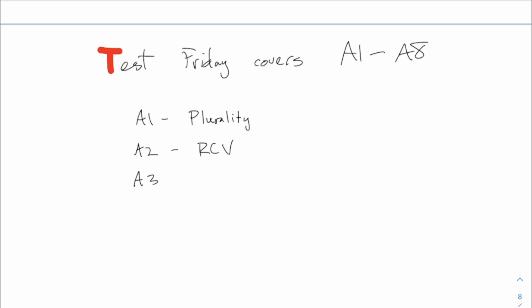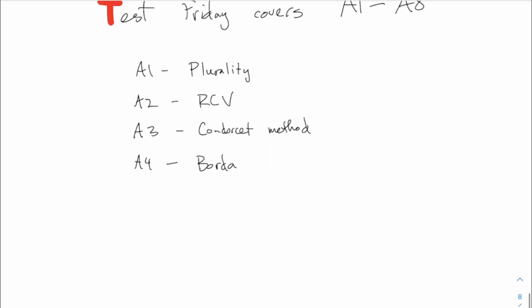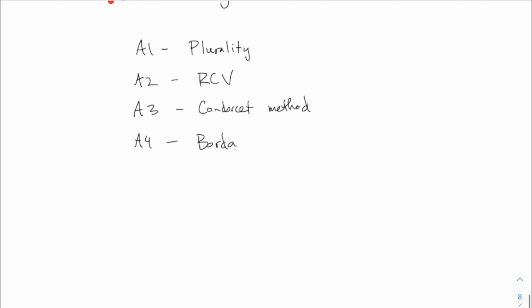A3 is the Condorcet method, which is, in my opinion, still a bit more complicated. This is the one about doing the pairs. A4 is the Borda. Fairly simple, easy to mess up, but if you just mess up the numbers, then I'll still give you credit, just because I mess the numbers up all the time myself.